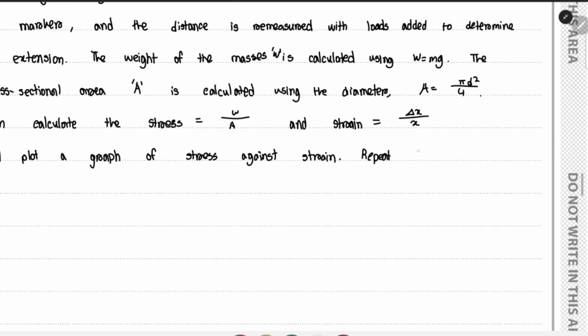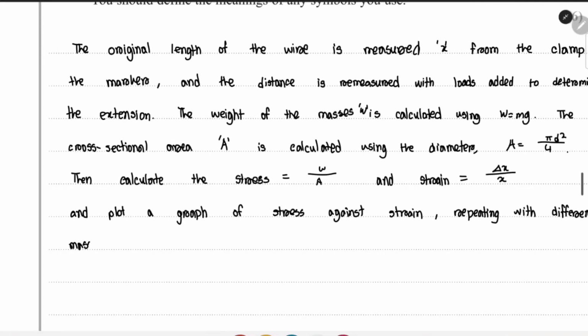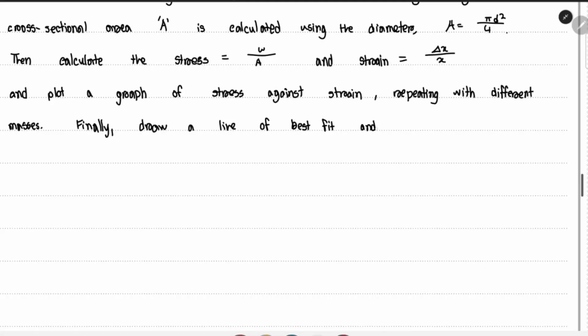So we repeat this. Repeating with different masses, we do this. Finally, draw a line of best fit and find its gradient, which is the Young's modulus.